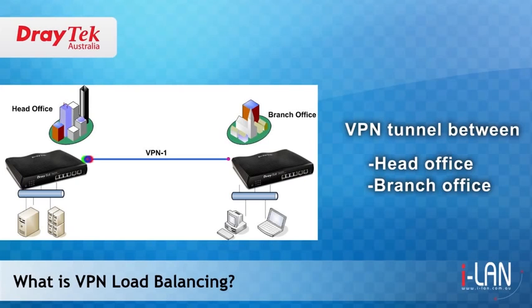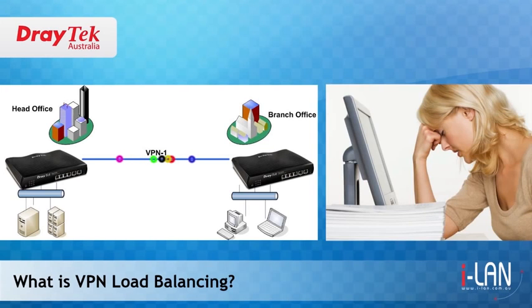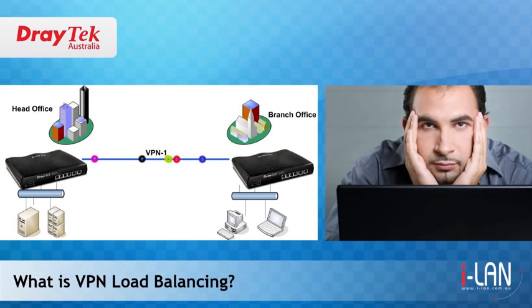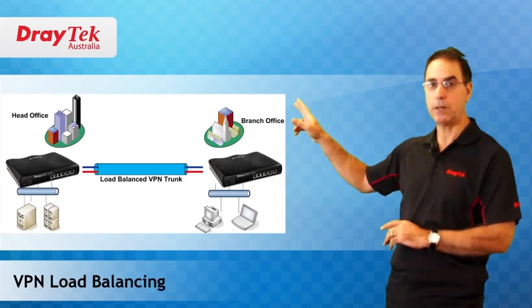I will start by explaining what VPN load balancing is. When you set up a VPN link between two sites, for example the head office and a branch office, you will most likely use a single ADSL connection at each site to connect to the internet. If the ADSL link speed is slow, it may cause congestion and slow data transfer over the VPN trunk, resulting in loss of productivity and frustration of users. DrayTek do provide a solution.